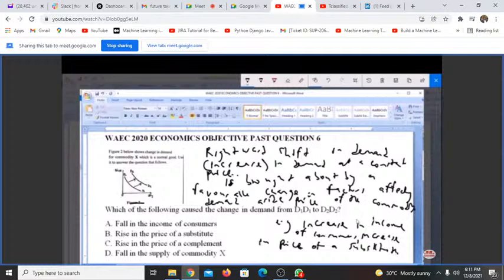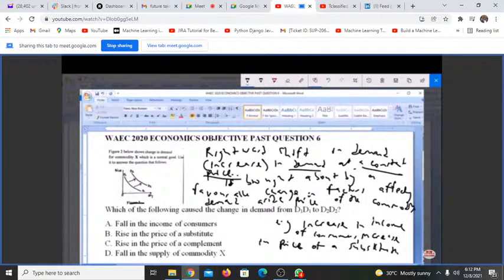Now, an increase in income of consumers will increase the demand for this commodity because the consumers now have the purchasing power irrespective of the price. Like I said, the diagram represents this change in demand at constant price. So the price hasn't changed, but because the income of the consumer has increased, they can now purchase this product. So the demand for it will increase.